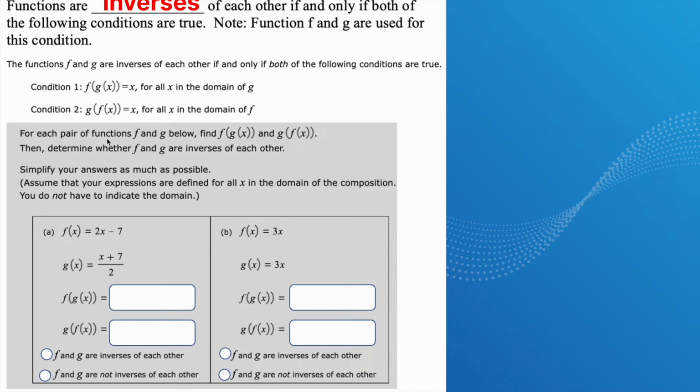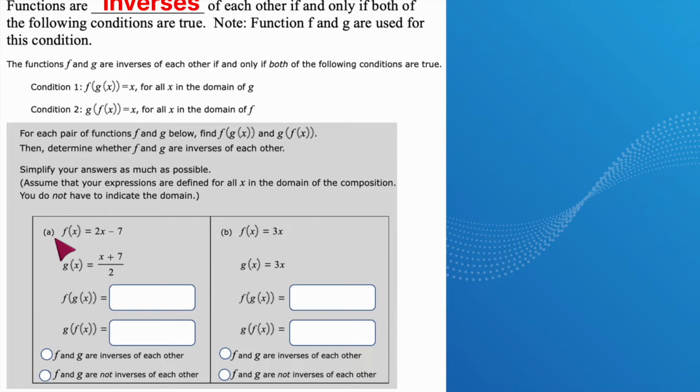So with this one, for each pair of functions f and g below, find f of g of x and g of f of x. Then determine whether f and g are inverses of each other. Simplify your answers as much as possible. Assume that your expressions are defined for all x in the domain of the composition. You do not have to indicate the domain. So it's not asking us to tell what the domain can't be or what the limitations are. In the last video, actually the division video, they made us state the domain, but in this one they're saying you don't have to indicate that part.